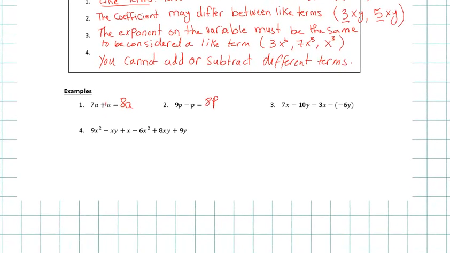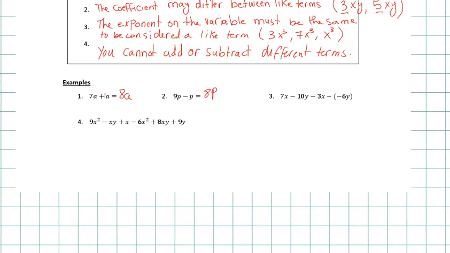Okay. The next one has a little bit more terms in it. How many terms do you see? How many terms? Not letters. 1, 2, 3, 4 terms. Right? So we have 4 terms. Which ones are like terms? 7x and negative 3x, that's right. So 7x and negative 3x are like terms, right?